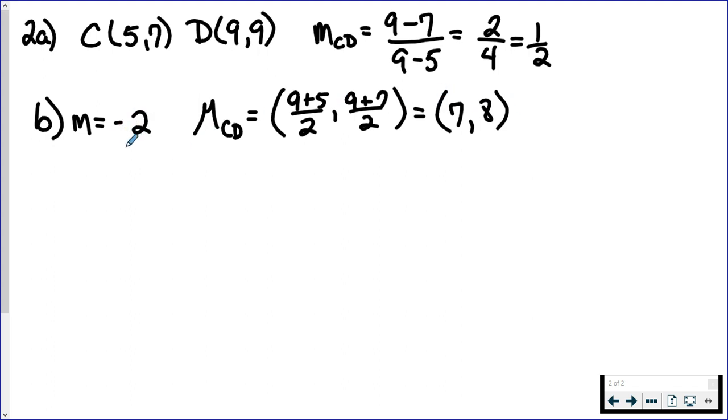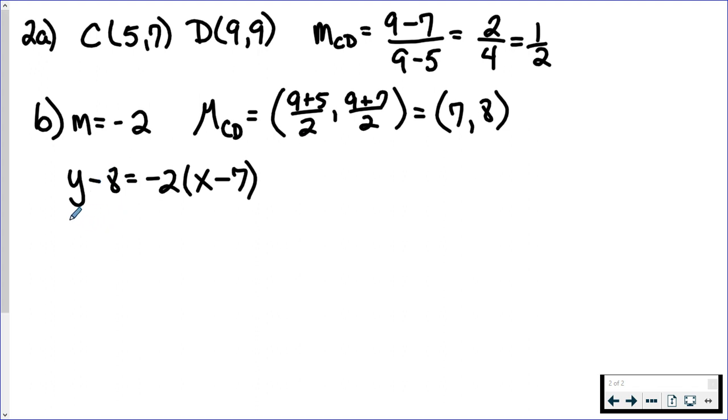Now you can either use slope-intercept form or point-slope form to begin. I'll just go point-slope form here, I guess. So we have y minus y1, which would be 8, is equal to m, which is -2, times x minus x1, which would be 7. And now we have to put this in the form that they were asking, ax plus by plus d is equal to 0.